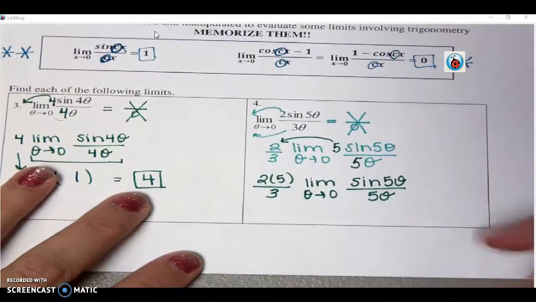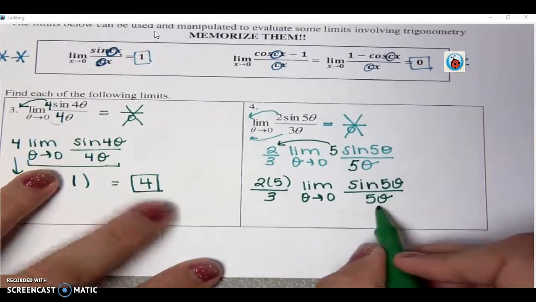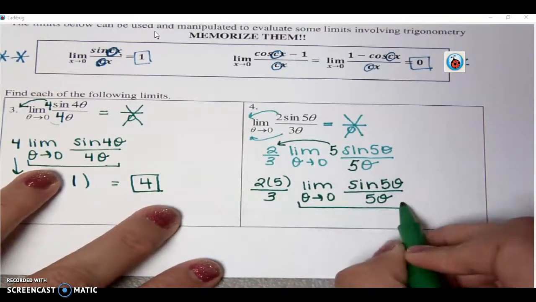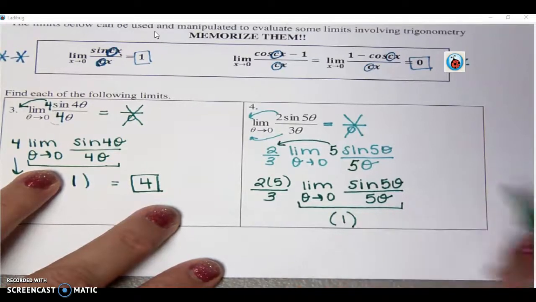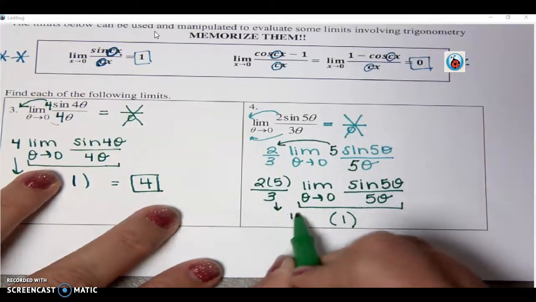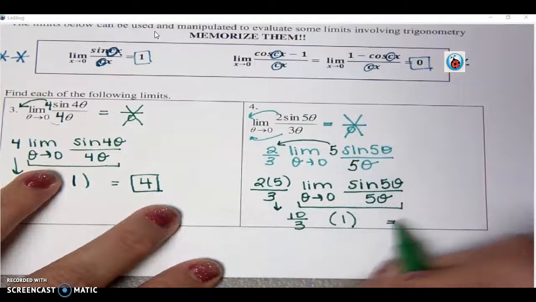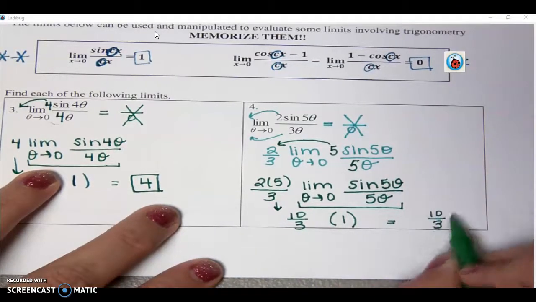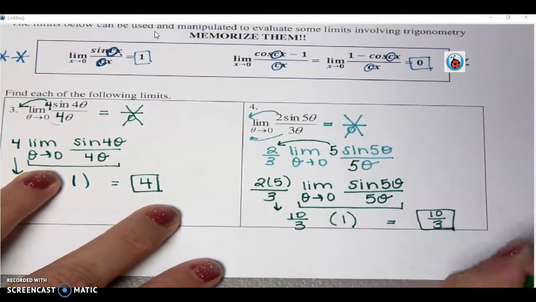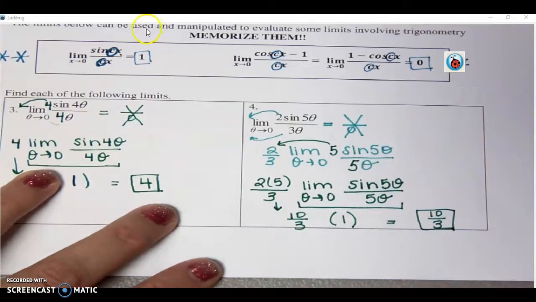Well, the property tells you that sine of 5 theta over 5 theta, as theta approaches 0, is going to be 1. And then we just have what's on the outside, which would be 10/3. So the answer to this would be 10/3. And that's all that is. So if you remember this property, that the limit of sine of cx over cx is 1, it comes in a lot of handy when you get to this point right here to be able to figure out what the limit is.